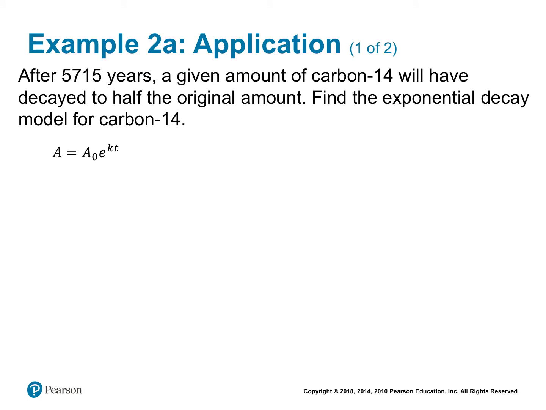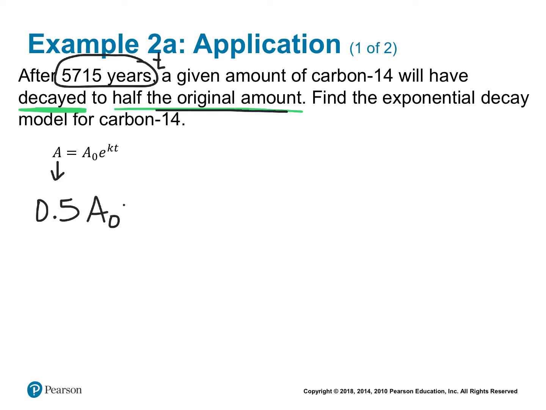Okay, 2A, so we're talking after 5,715 years, a given amount of carbon-14 will have decayed, so this time we're talking about decay, to half the original amount. Find the exponential decay model for carbon-14. So let's see what we know on this one. We do know the amount of time, and we do know that it's half the original amount now. So this is half of the original A sub O. We don't know what that original is yet, but we do know there was half of it.